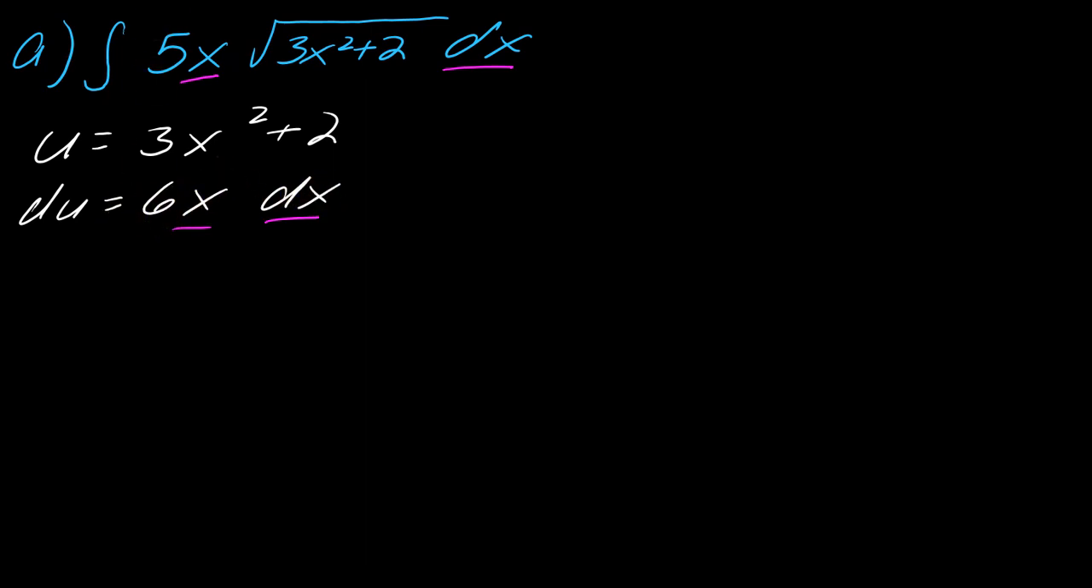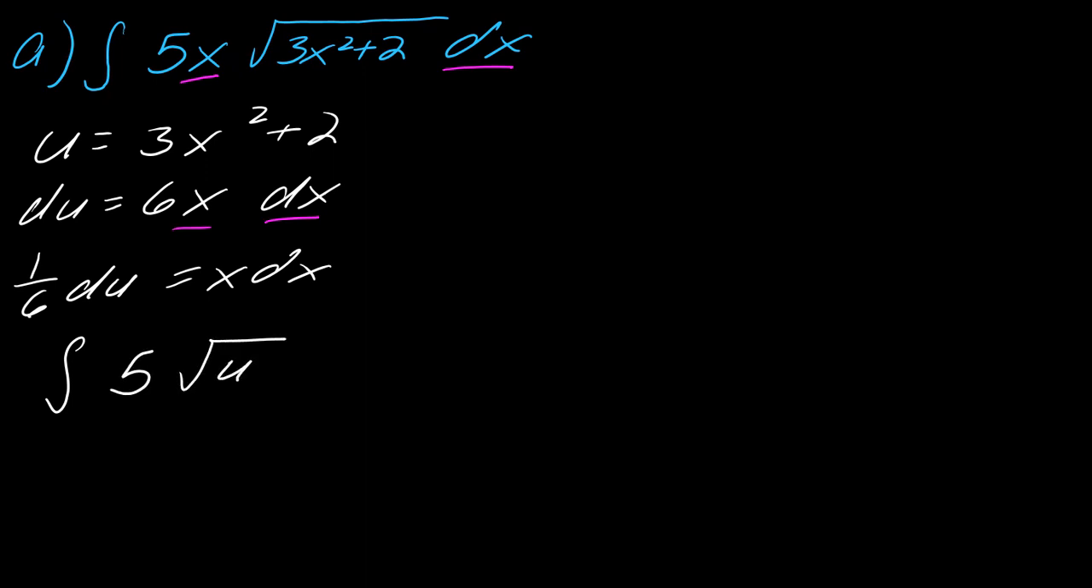So then what I do is I divide both sides by the 6. I rewrite this as 1/6 du equals x dx. And then I can replace the x and the dx with this 1/6 du. So that's one way of doing that. If you do it that way, this would be 5 times the square root of u times 1/6 du. There's way 1.